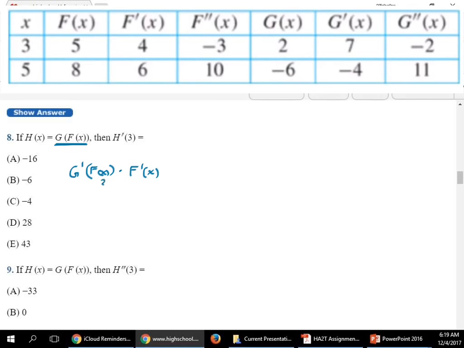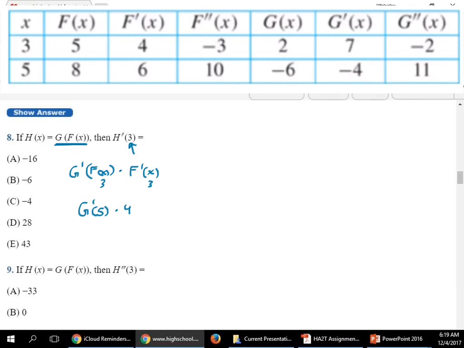So then I got to plug in 3, says that little 3 right there. So I get f of 3, which is 5. So I have g prime of 5 now. You always work from the inside out on these. And then f prime of 3 is going to be 4. Whoops, not equals. So times 4.